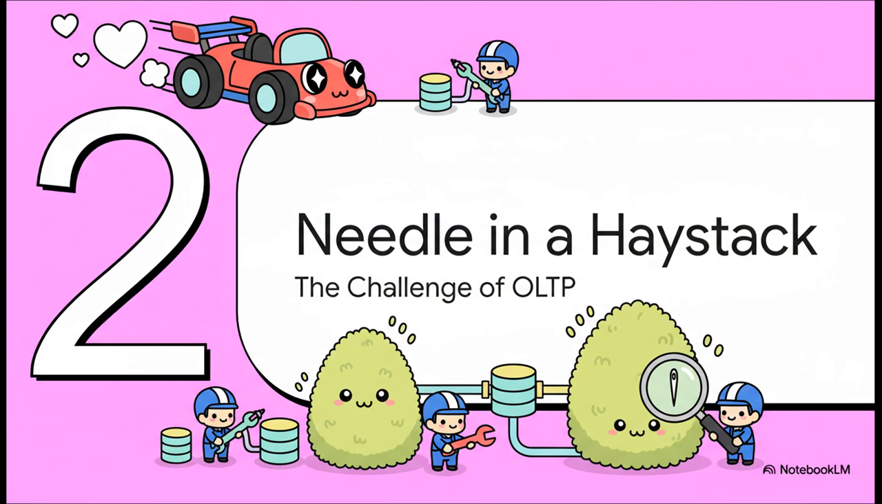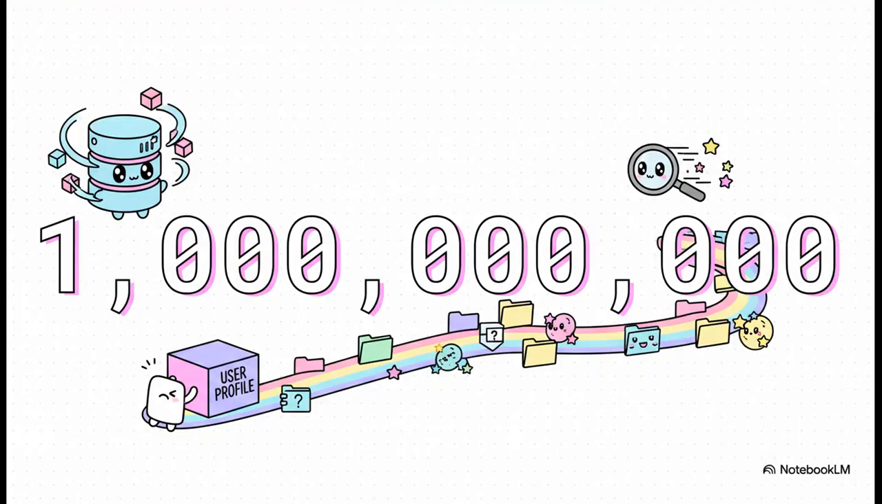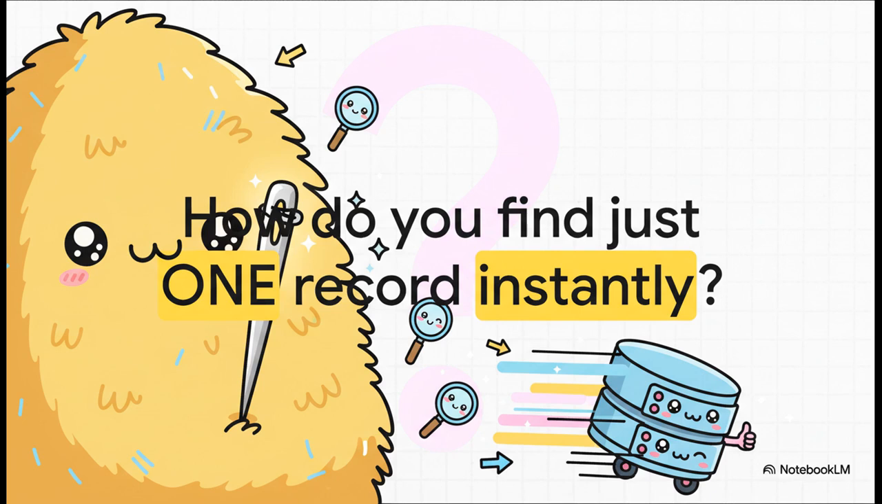Okay, so let's focus on the world of the pit crew for a bit, those OLTP systems. Their main challenge is actually really simple to say, but it's incredibly hard to solve. Imagine a database with 1 billion records, and honestly, that's not even that big these days. If you needed to find just one user's profile, scanning that list from top to bottom would be catastrophically slow. I mean, your app would be completely and utterly unusable. So here it is, the multi-billion-dollar question. How do you find that single tiny needle in a billion-strand haystack and do it in milliseconds?